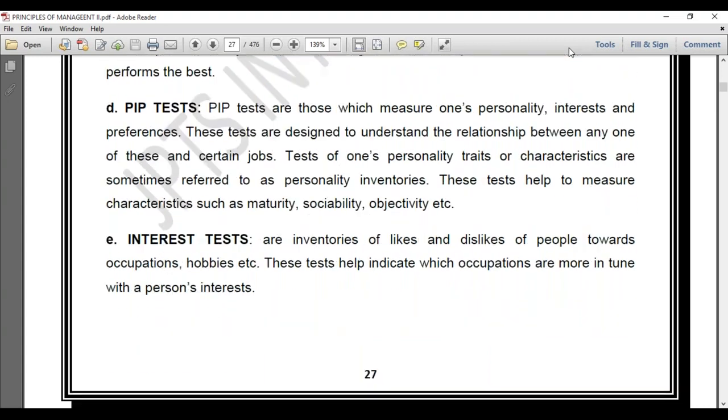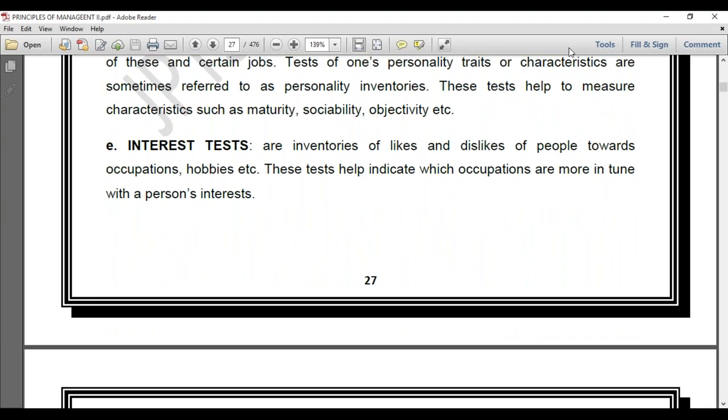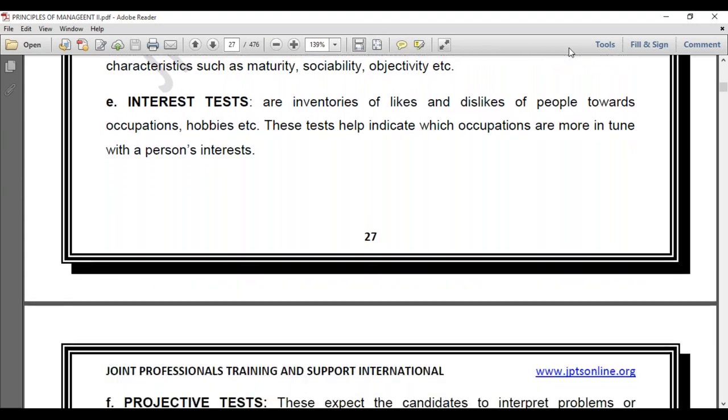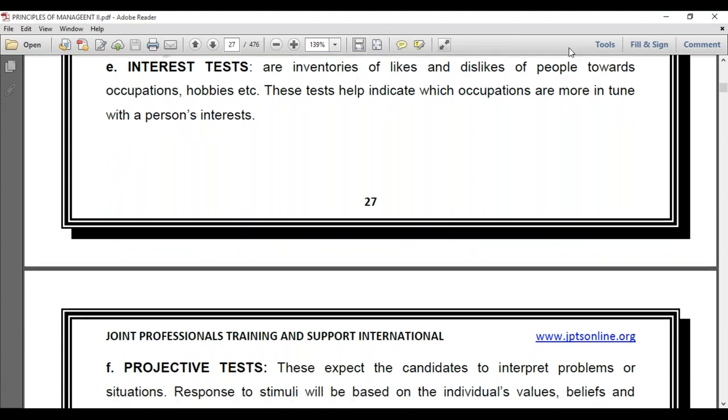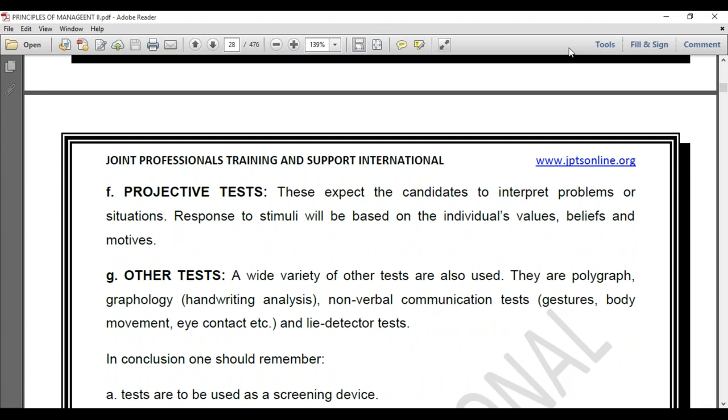So we also have interest test. This interest test helps the employer to identify where your interest lies, your skills, your hobbies, your occupation. This kind of test will enable the employer to even identify where to place you in the course of doing the job. We also have projective tests.